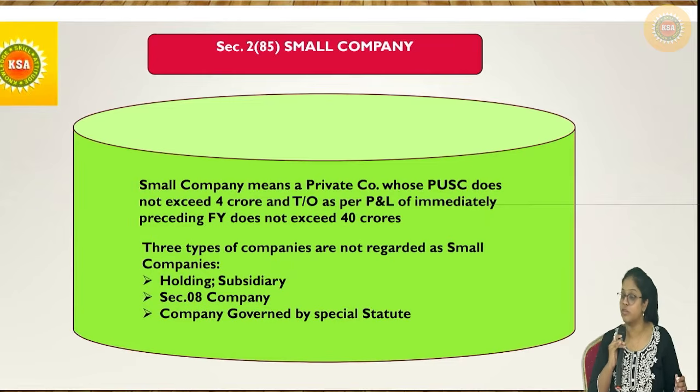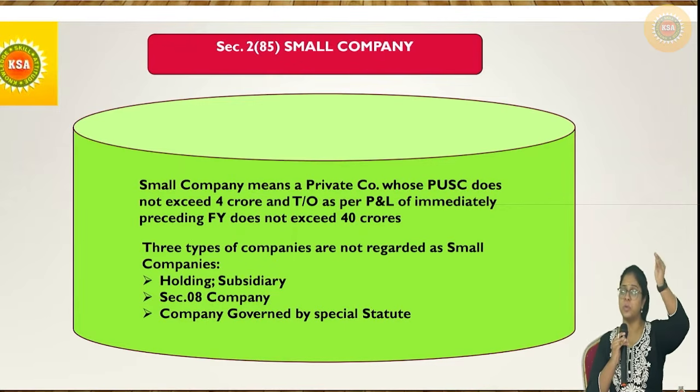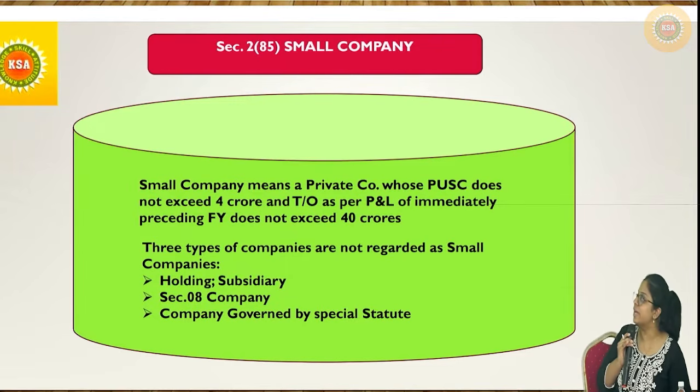There are three types of companies which can never become a small company. What are they? First is in case you are a Section 8 company. What is a Section 8 company? A company which has been formed not for profit, but for purposes such as commerce, arts or science, sports, education or research. So in case you are a Section 8 company, can you get the special status of a small company? You can never get it, because Section 8 already has a lot of relaxation, so you should not get double benefits.